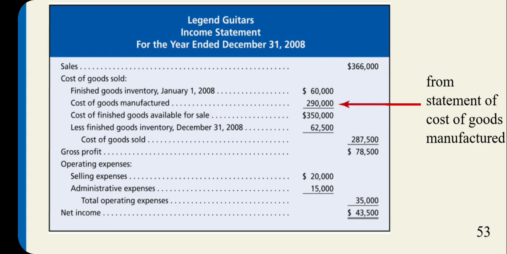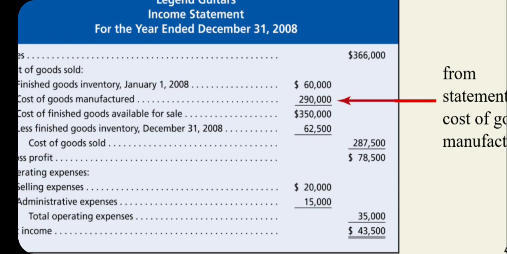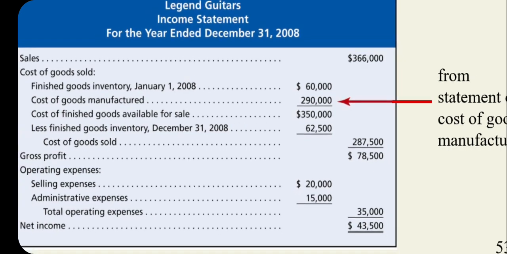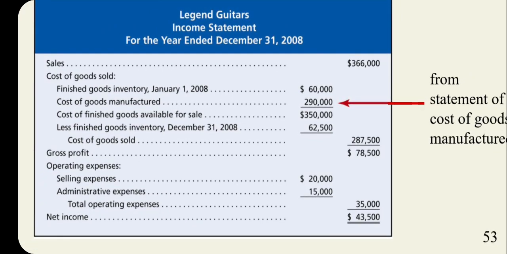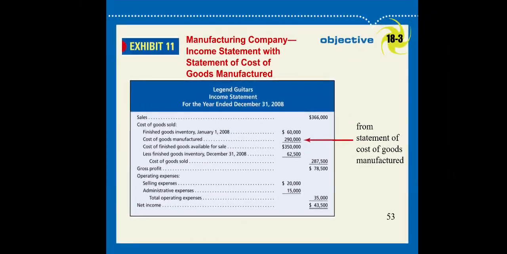Okay, so see here, to calculate the cost of goods manufactured, see here the red arrow. You have to do something when you want to calculate the cost of goods manufactured. To calculate the cost of goods manufactured, you have to prepare a statement or a schedule. It is called schedule or statement of cost of goods manufactured.